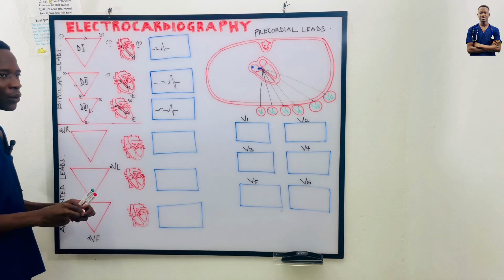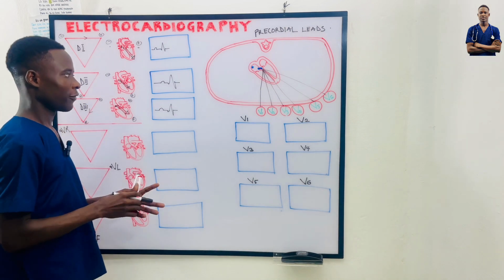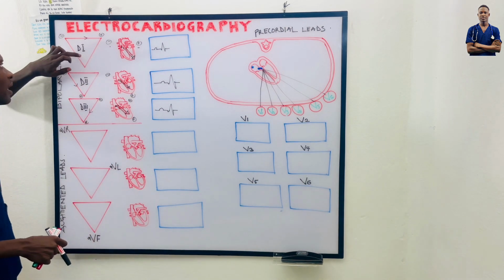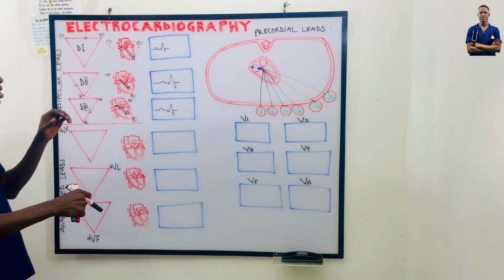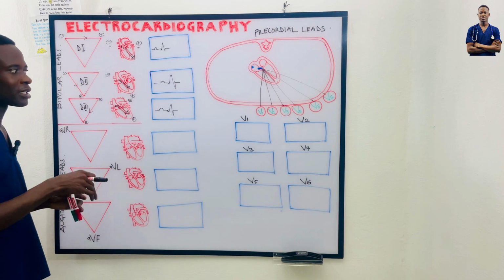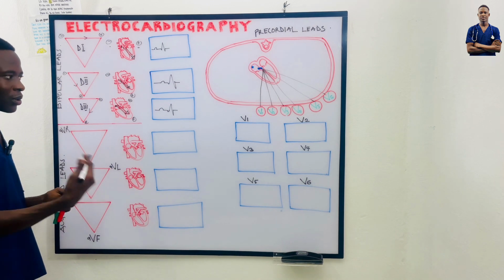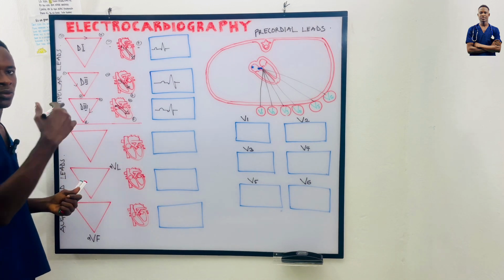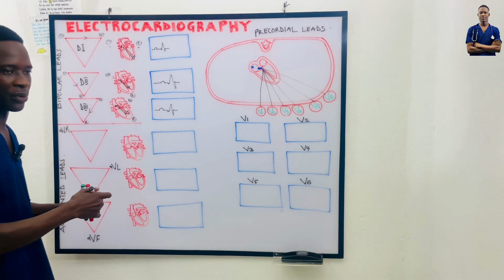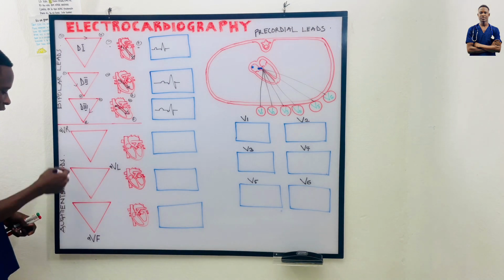So when you take your EKG graph and you don't see a positive reading for these leads, you must check. There might be a problem somewhere, there might be a pathology somewhere. You will understand as we move on to the pathology part. So this is the physiological reading. Now let's come to the augmented leads.